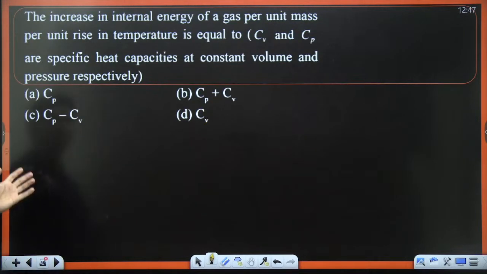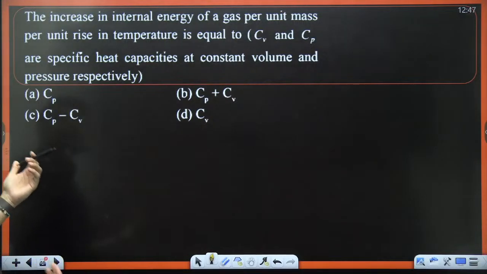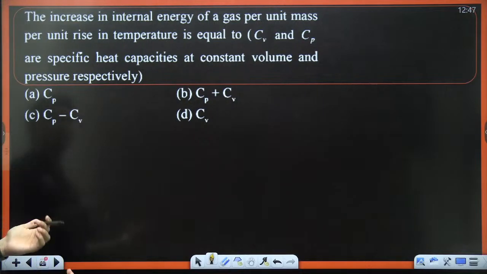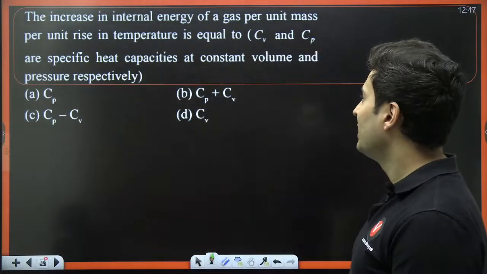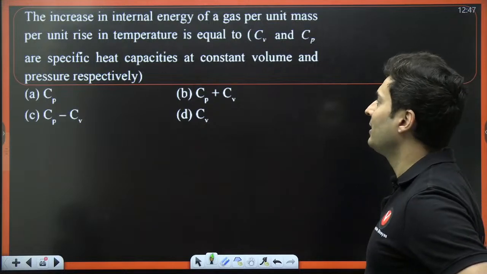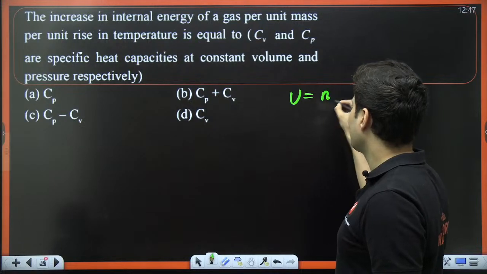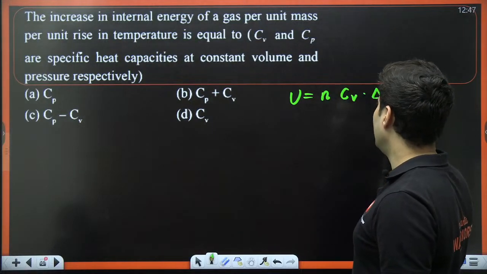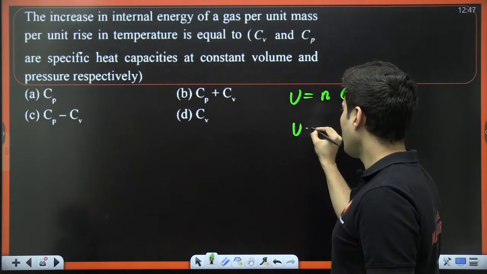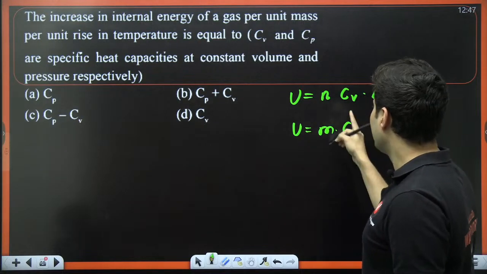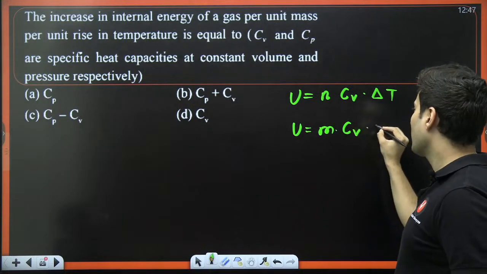Correct. Next one. The increase in the internal energy of the gas per unit mass per unit rise in the temperature is equal to? CV, Cp are specific heat capacity at constant volume and pressure respectively. Very, very simple. Come on. If you write U as N CV into delta T, and replace this N with M, then instead of molar, this will just become simple specific heat capacity into delta T.